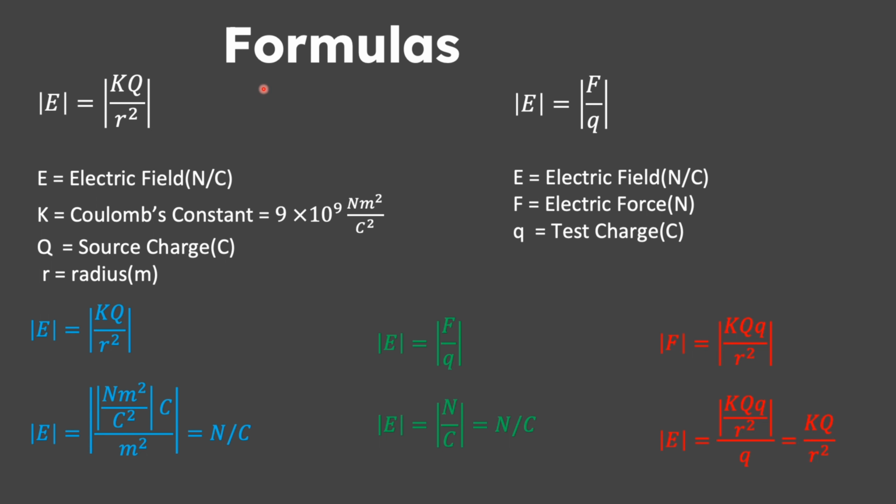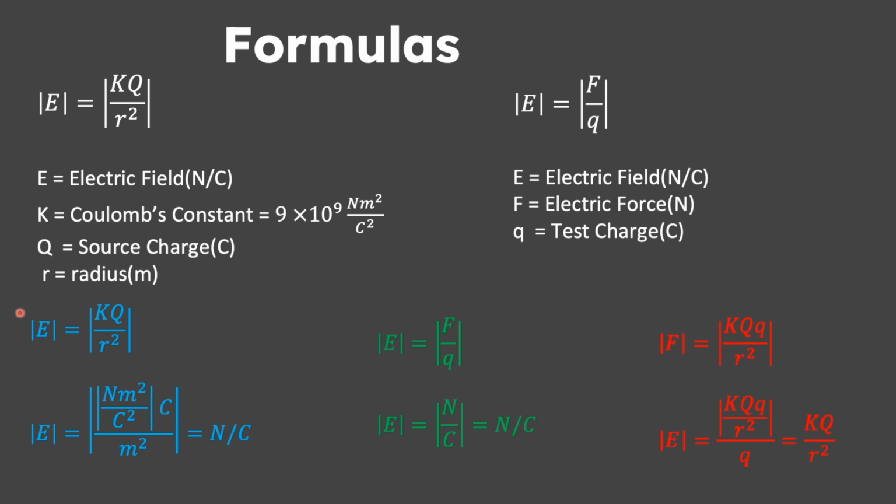And again, it's important to remember that both sides in both of these equations are placed in absolute values due to electric field being a vector, which means it has direction and magnitude.